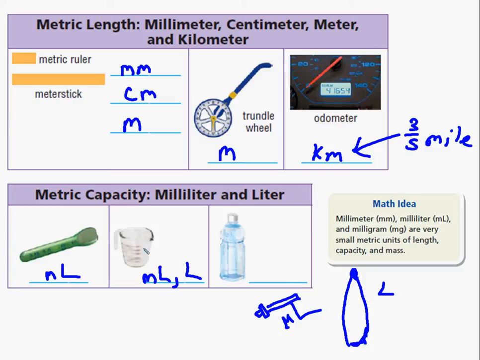You can also measure liters, so you can just, let's see, I believe this would be about half a liter. So 2 of these would be a liter. And this is a water bottle, and that would be about a liter in size. So these are tools that we use to measure these amounts.